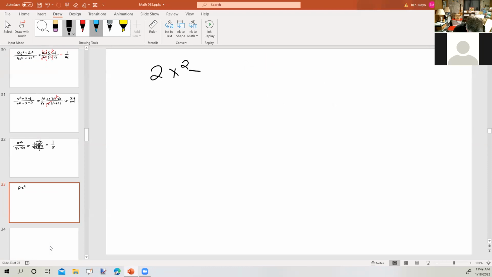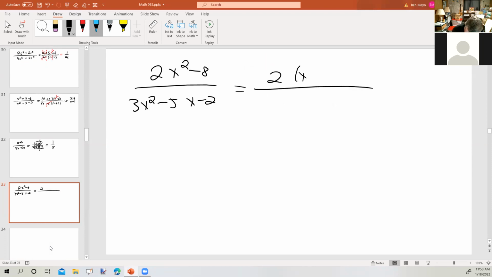2x squared minus 8 over 3x squared minus 5x minus 2. In the numerator, I can take out the greatest common factor and then factor the difference of two squares. In the denominator, let's see, I need to write that so it looks a little better.